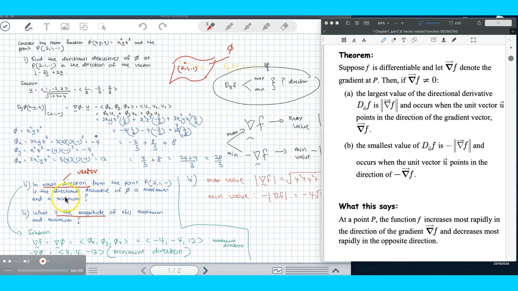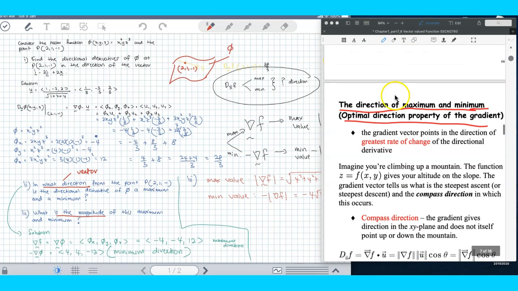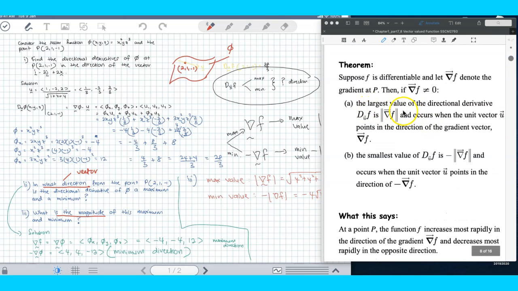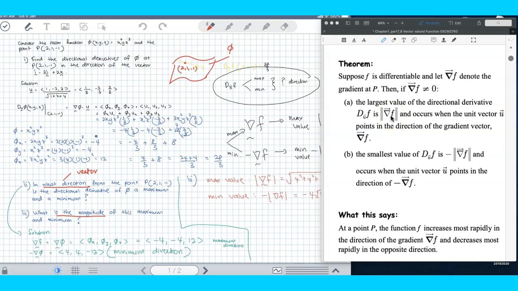Okay, so the example that I showed you just now about the max and min of the directional derivatives is stated in this theorem in the notes, which gives us the optimal direction property of the gradient. This means that if you want to evaluate the maximum value of the directional derivative, you have to put the positive magnitude of gradient f, and the direction is given by the gradient f itself.